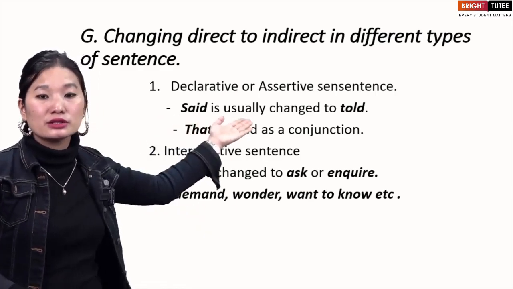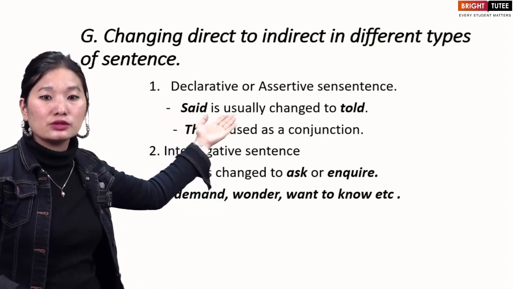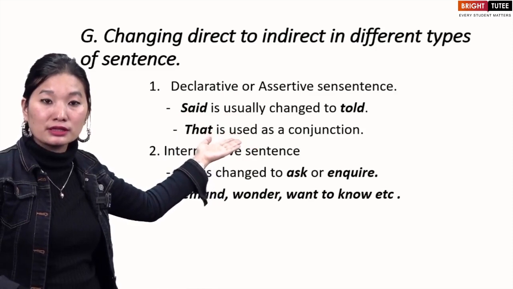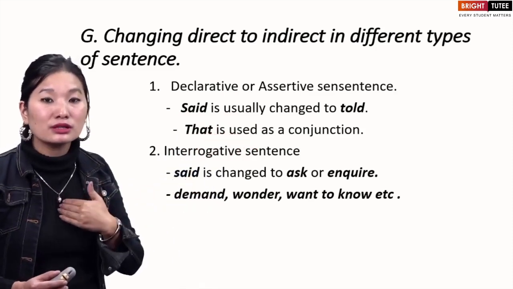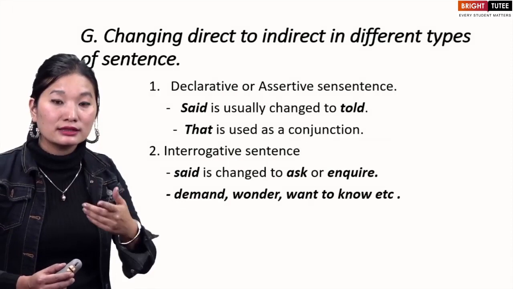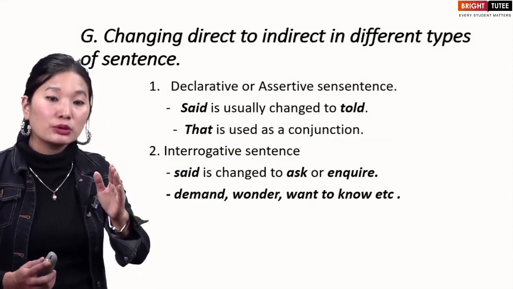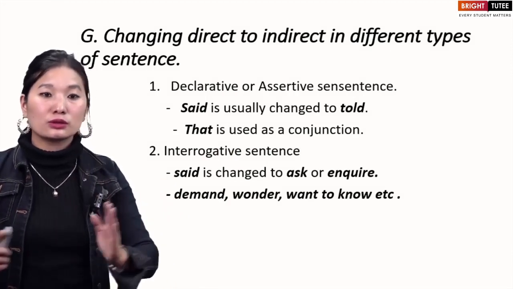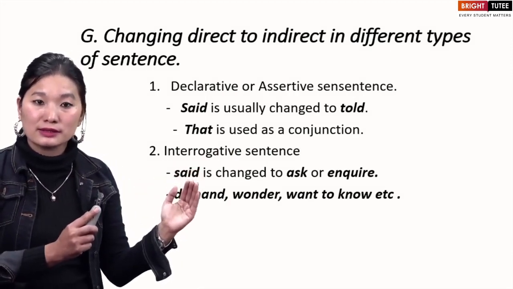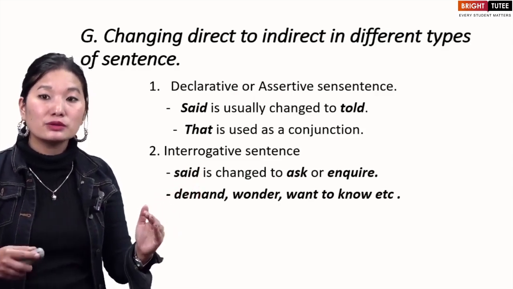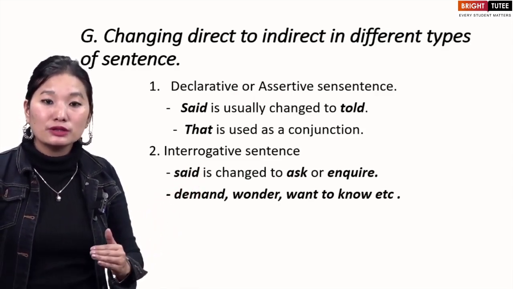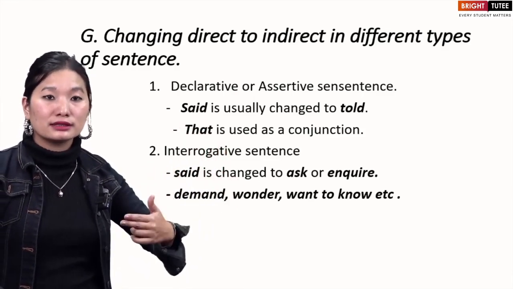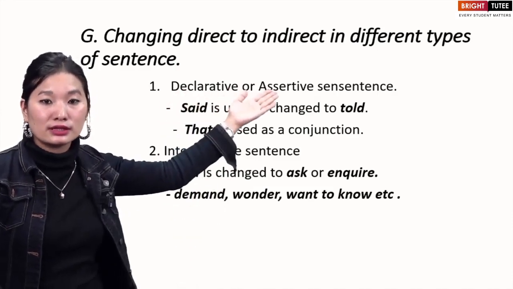Said is usually changed to told. Remember, said is usually changed to told. That is used as a conjunction. We have seen that the teacher told me that I was the most intelligent student in the class. The word that is used as a conjunction because that is used to join the two parts of the sentences together, the quoted words and also the reporting verbs and the remaining sentence, right? Where we remove the commas by using the word that, isn't it? We have to remove the commas by using the word that. The teacher said can be, the teacher told me that, if it is a declarative or assertive sentence.